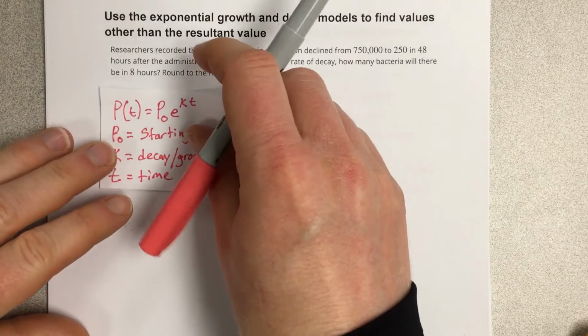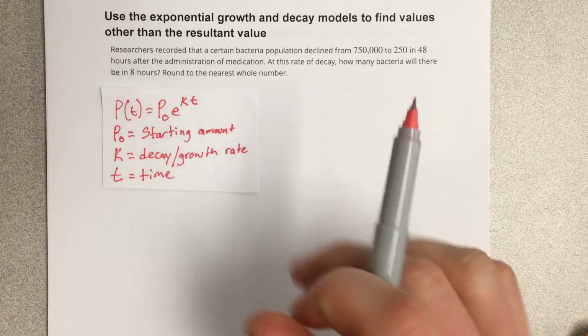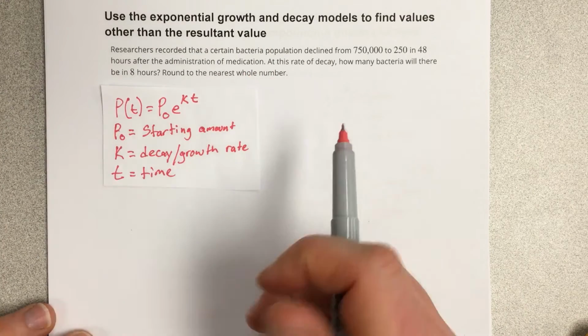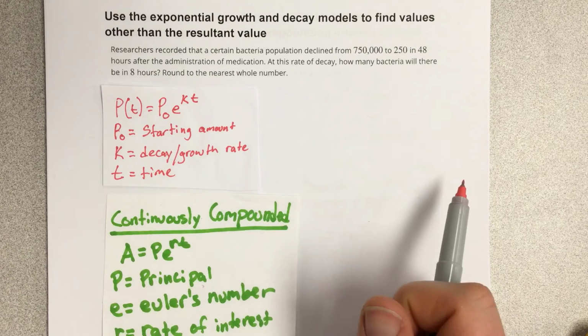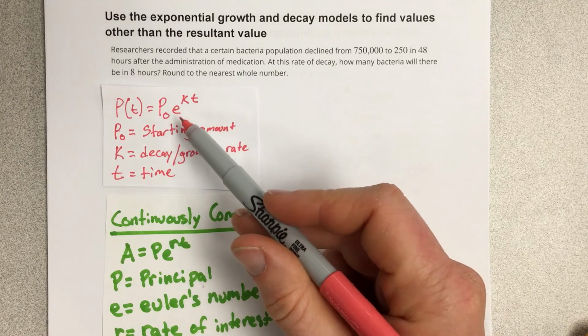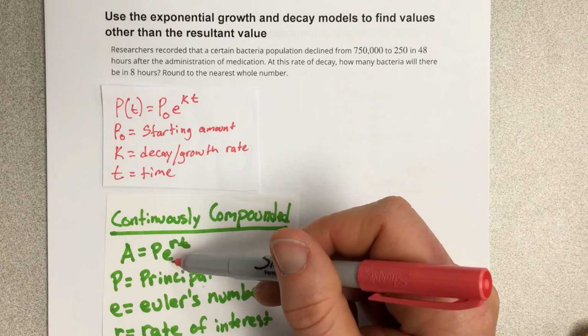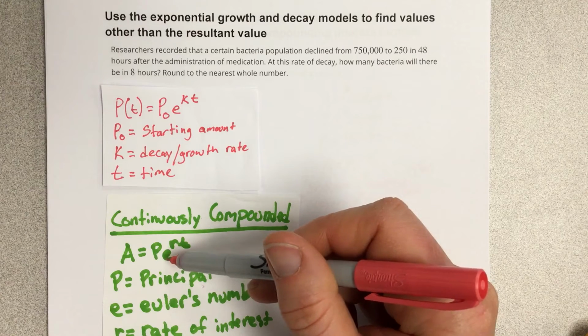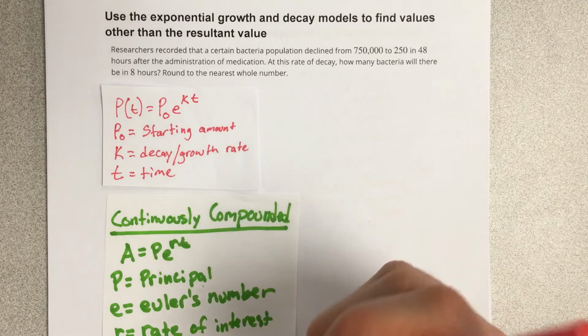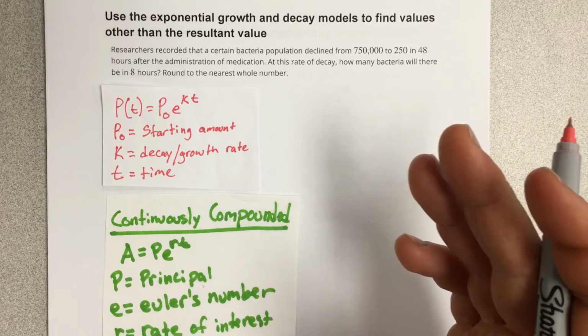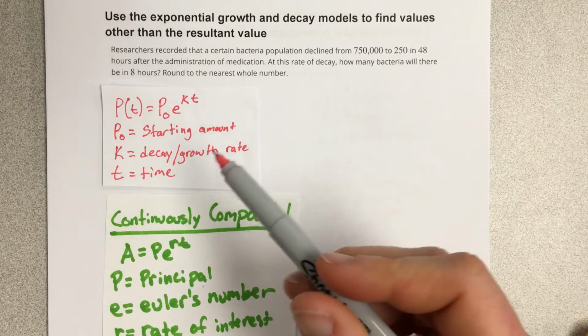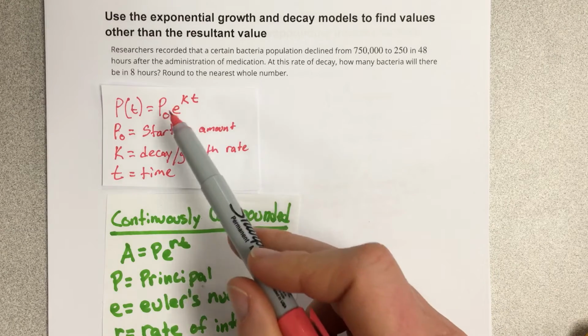So I'm going to put our formula that we're going to use up here, which is the exponential growth and decay model. It's basically the same as the continuously compounded model. Obviously, bacteria are going to grow all the time, so that's why we're going to use Euler's number in our formula instead of the compound interest formula where you have a certain amount of compounding per year. This is always happening, so bacteria is always growing, so we've got to use this model.